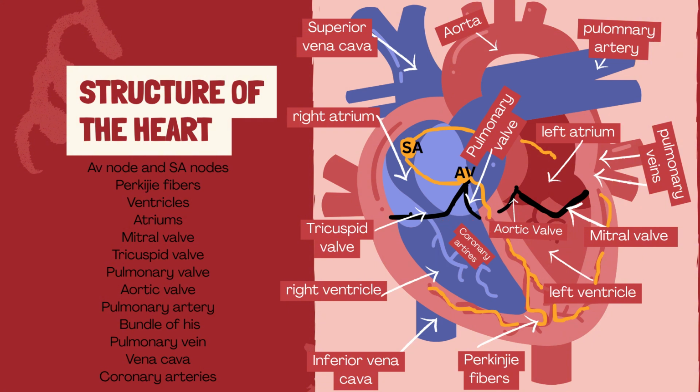The bundle of His branches from the AV node into the Purkinje fibers. It is in charge of the critical electrical conduction system. It acts as a pathway that transmits an electrical signal from the SA node to the AV node, down through the bundle of His into the Purkinje fibers to signal the ventricles to squeeze.